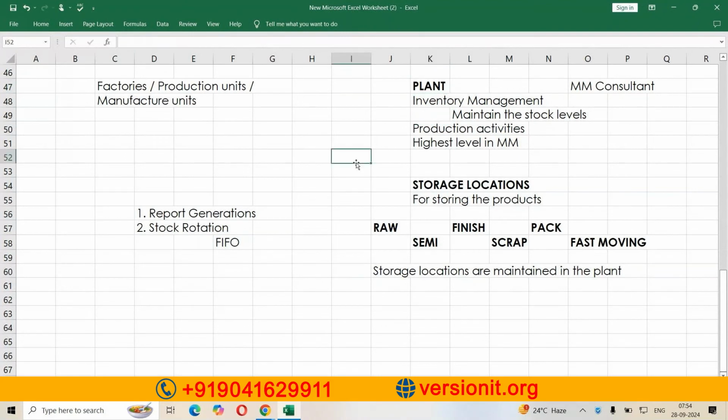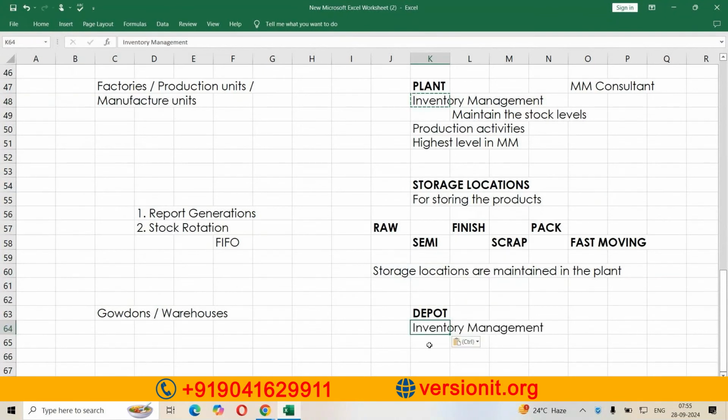Now, once you know these terms, the difference between plant and storage locations, then we have one more organizational unit, which is called godowns. Company godowns, warehouses. In SAP, we call it a depot. Depot is the place where inventory management activity is performed. There will be no production. No production activities are going to be carried out. We are not going to do any kind of manufacturing.